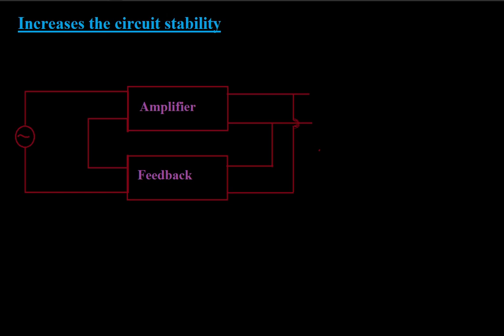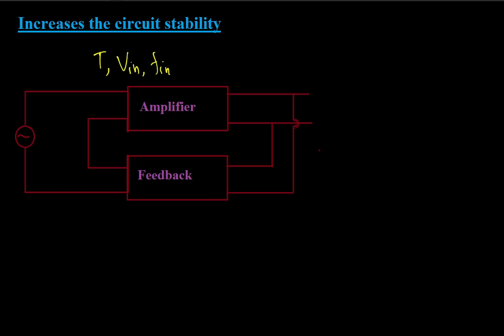One is the increase in the circuit stability. Circuit stability means that the output voltage or the gain of the transistor remains constant irrespective of variations in the ambient temperature, variations in the frequency of the input signal, or variations in the input voltage. The parameters which affect the output voltage of a transistor amplifier are the temperature, the amplitude of the input voltage and the frequency of the input signal.